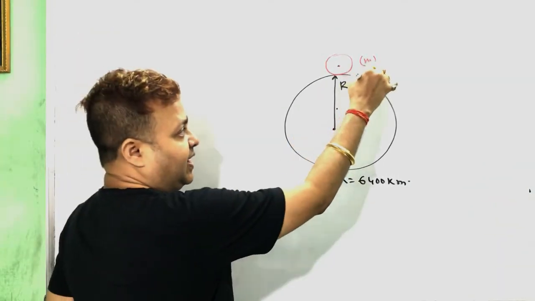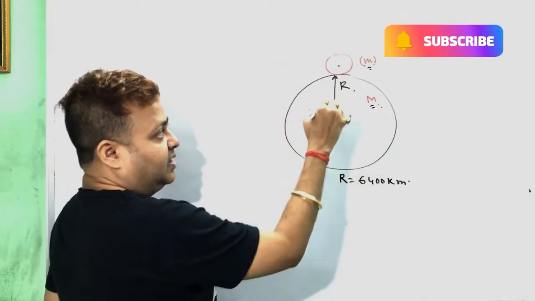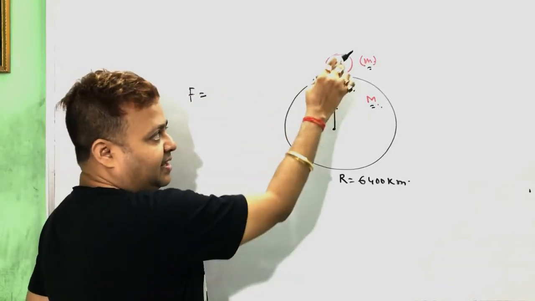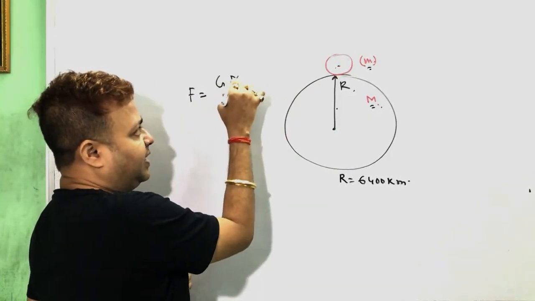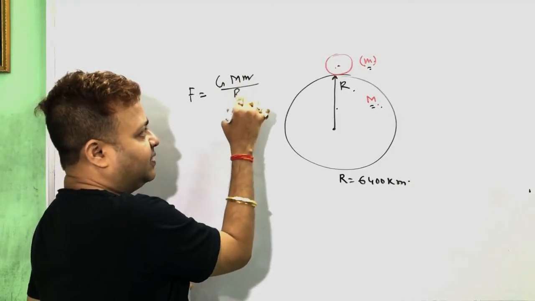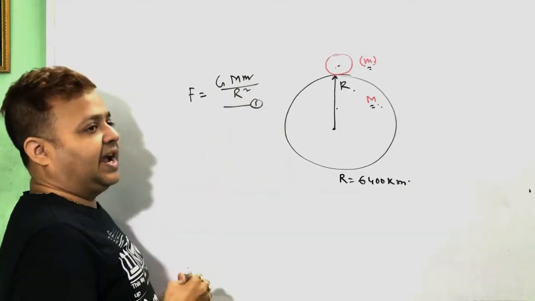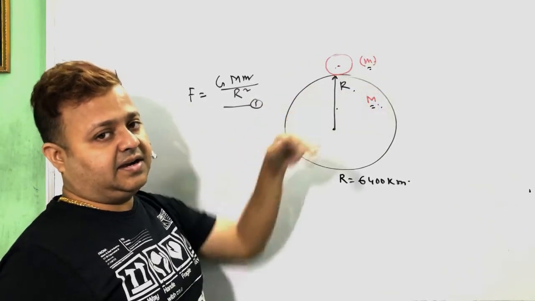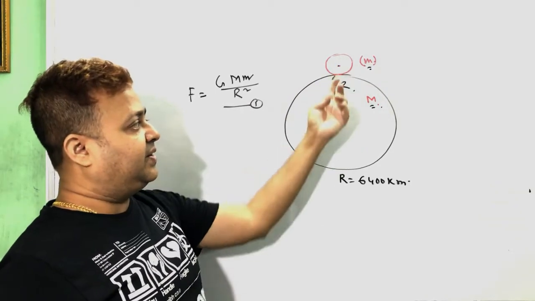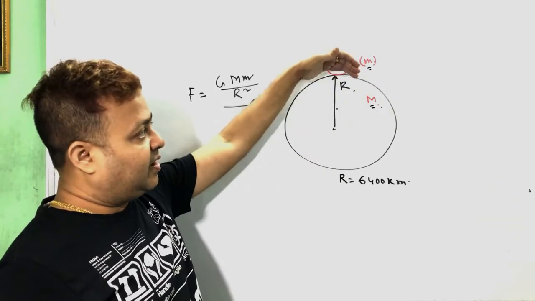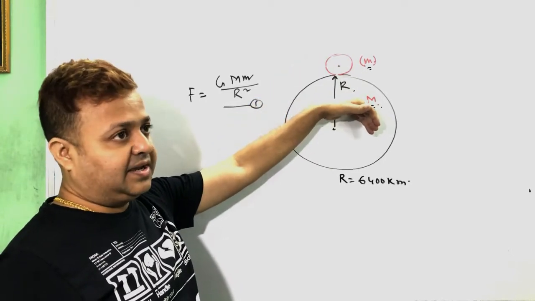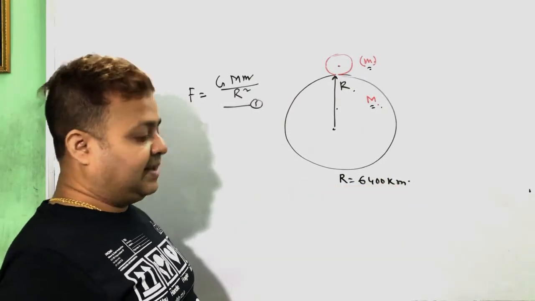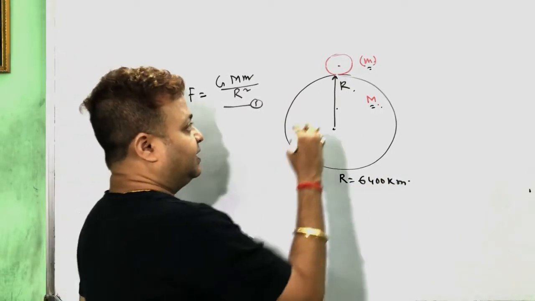The mass of the body is small m and the mass of the earth is capital M. So the gravitational force acting between the earth and the body is equal to G into capital M into small m by r square. This is the gravitational force acting between the body and the earth, because the distance between their centers is capital R. Small r is neglected compared to capital R because R is much greater. And this gravitational force is directed towards the center of the earth.